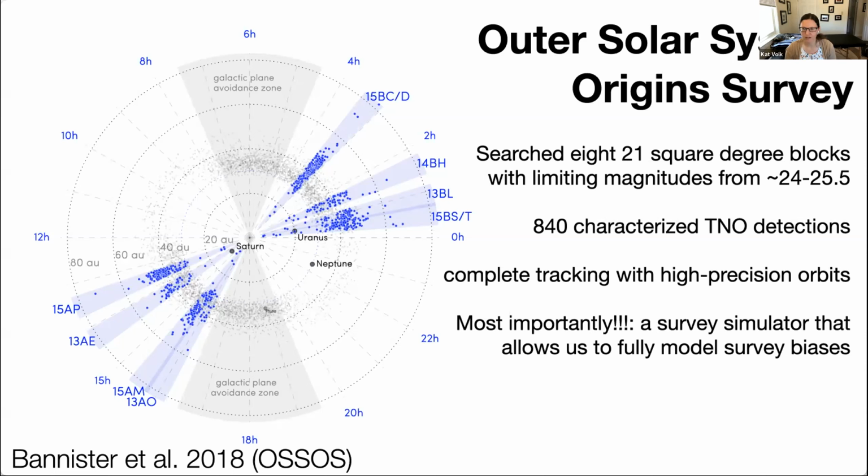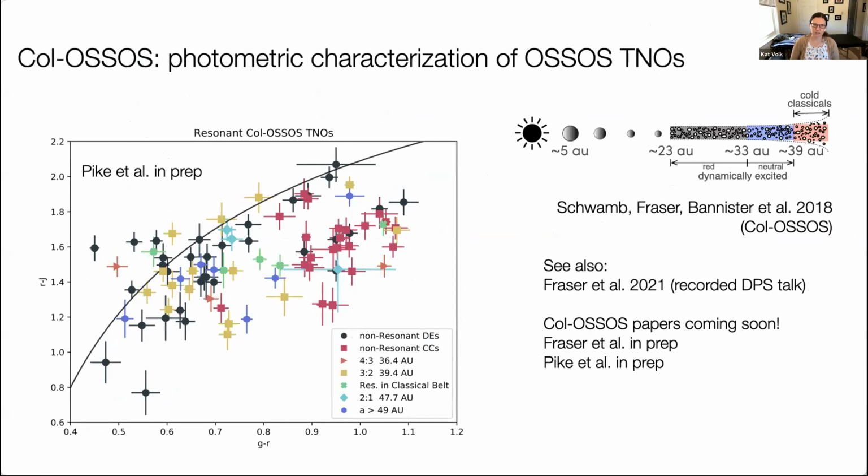And then a companion survey to OSSOS was Colossus, Colors of OSSOS, where they got a Gemini large program to get photometric colors of, I think, the brightest 25% of the OSSOS detections. So this is what we're using as that marker for which objects have surfaces like those cold classicals.